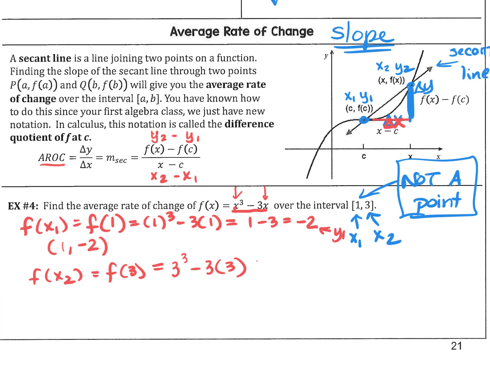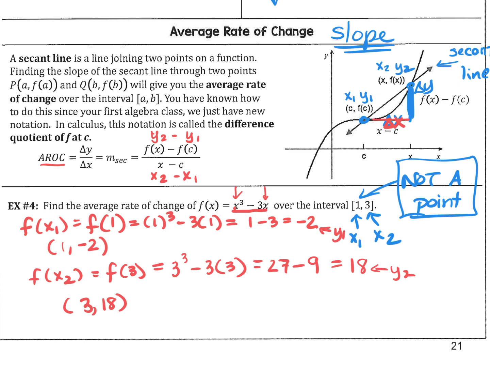So 3 cubed is 27. 3 times 3 is 9. So what is 27 minus 9? 18. So we have our second coordinate point. So now this is y sub 2, I'm sorry, y sub 2, not y squared. So now we have the coordinate point (3, 18), all right?